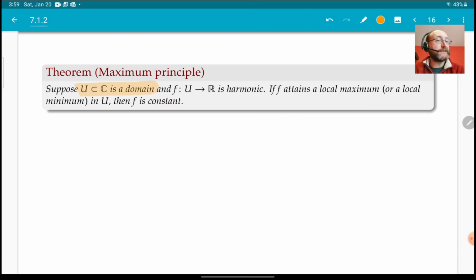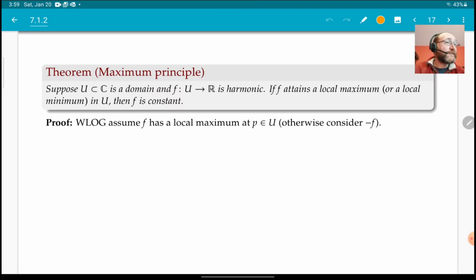So suppose that we have a domain, and suppose that we have a harmonic function on this domain, and suppose f attains a local maximum or local minimum. Actually, the maximum principle is really a minimum principle for harmonic functions. You can always take minus a harmonic function, that's harmonic. So minimum and maximum are the same thing. So if it attains a local maximum, then it's a constant. Right? So you don't need to take absolute values here, because now f is real valued, so we can talk about minima and maxima.